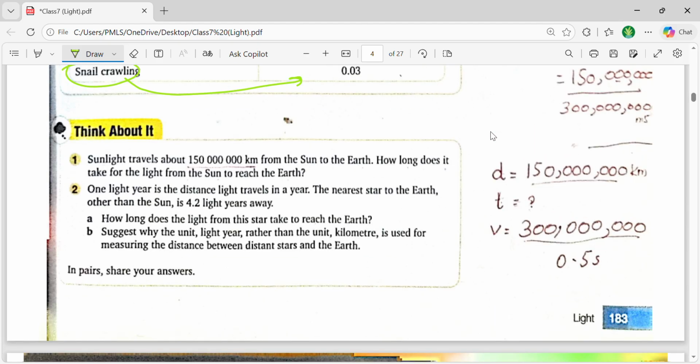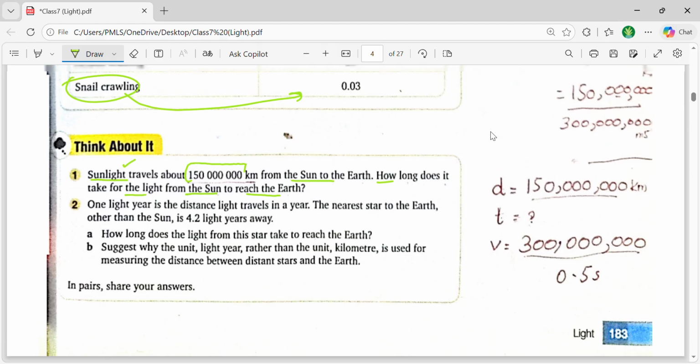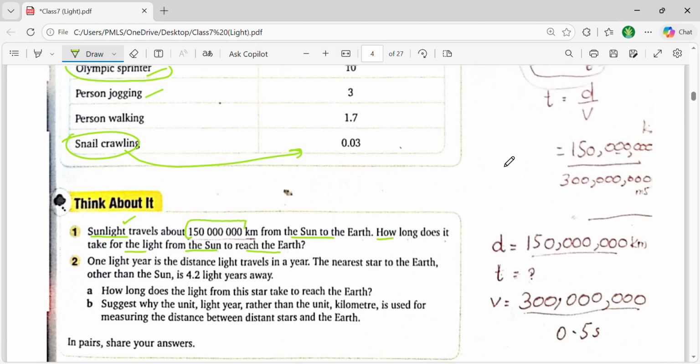I want you to answer this, so please be very attentive. They have given you the question: sunlight travels about 150 million kilometers from the sun to the earth, and they are asking how long it takes for light from the sun to reach the earth. I want you to write a formula in your book so that you can apply it later. This is your task. I am going to give you the formula: to find the speed, you divide the distance by the time. So distance divided by time gives you the speed.